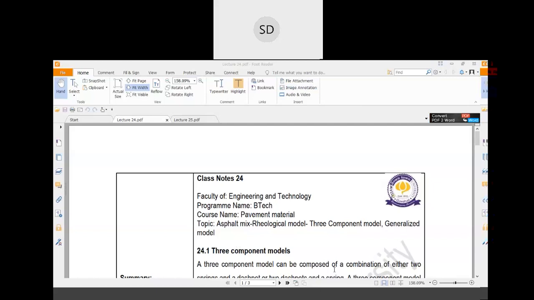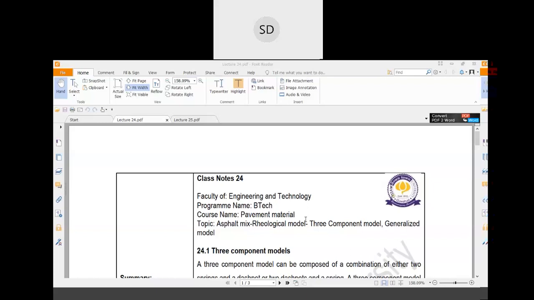So in our previous class, we have already discussed the Maxwell model and Kelvin-Voigt model. Basically, in those models, you are using a dashpot and a spring in a series connection or in a parallel connection, and based on this, stress and strains are calculated. So those two models are the Maxwell model and the Kelvin model.